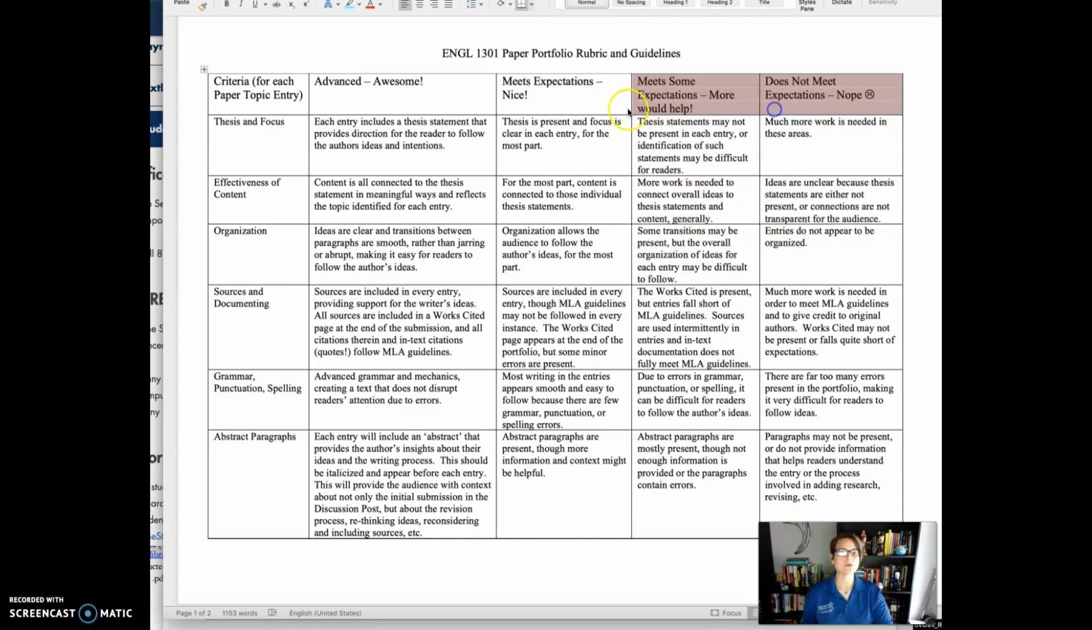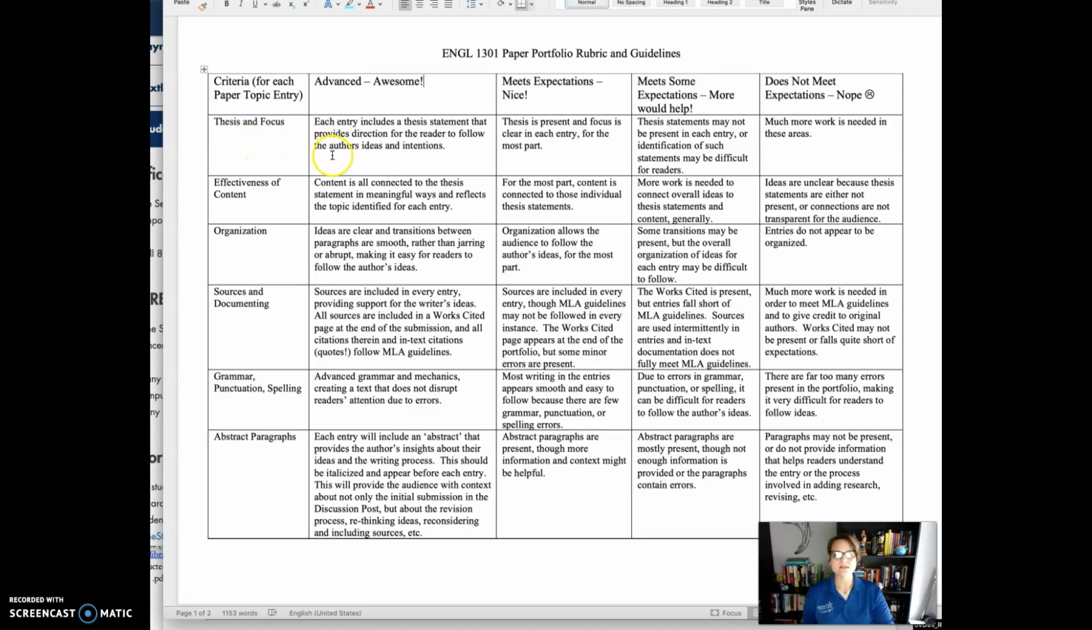So I want you to imagine, when I go to grade your assignments, that I have a printed version of this in front of me and I'm just circling, right? So if I'm circling in mostly the advanced areas and then maybe some of the meets expectations, then that really equates to a higher grade, right? You're in the A range. If I'm mostly circling in the meets expectations, but maybe one over here in advanced, but then a lot of meets some expectations, then that's where you're getting into the B to high C range, right? So I just want you to have that visual in mind as you think about completing this work.